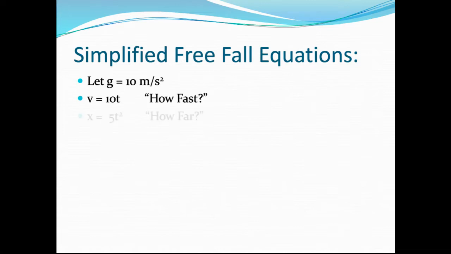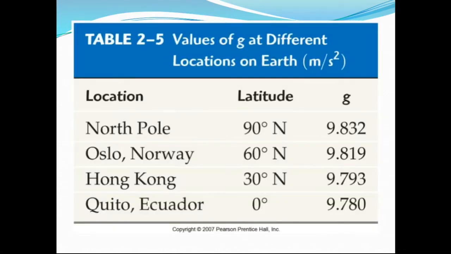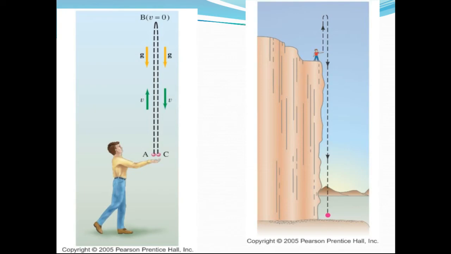All right, let's go back to this screen here. Oh yes, here is just a small sample of how g varies from location to location. We're going to use the worldwide average of 9.81 meters per second squared. That's good enough for us at this point. For simple calculations, we'll use 10.